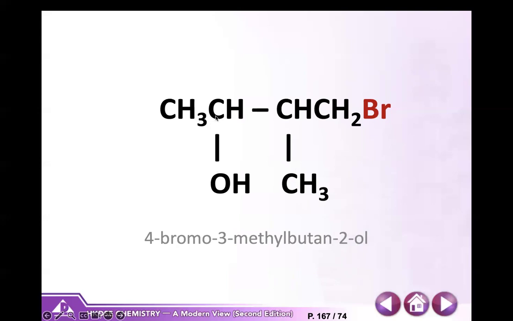If the OH is assigned as the second carbon, then the bromo group will be on the fourth carbon, and the methyl group will be on the third carbon. So we assign 4-bromo, 3-methyl. Bromo is placed first in the name because B comes before M in alphabetical order. So it is 4-bromo-3-methylbutan-2-ol.